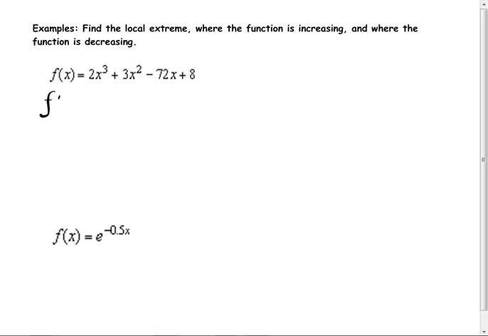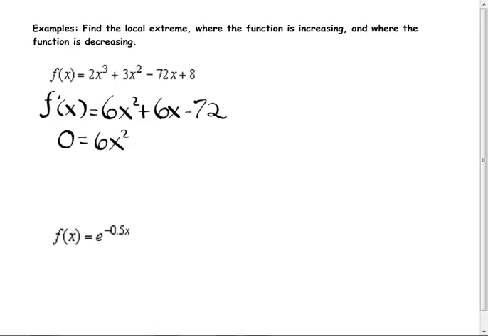So you ready? F prime of x is what? 6x squared plus 6x minus 72. So to find the extreme values, I'm going to find out where my derivative is 0 or where it's undefined. Is it ever 0? Is it ever undefined? It's a polynomial. Good job. So it's fine. The only thing I can look for is where the derivative is 0.